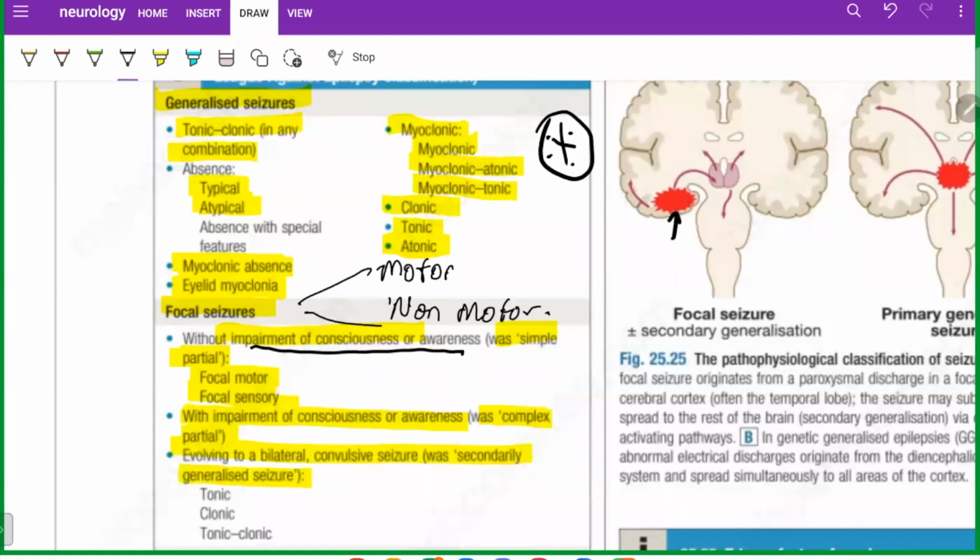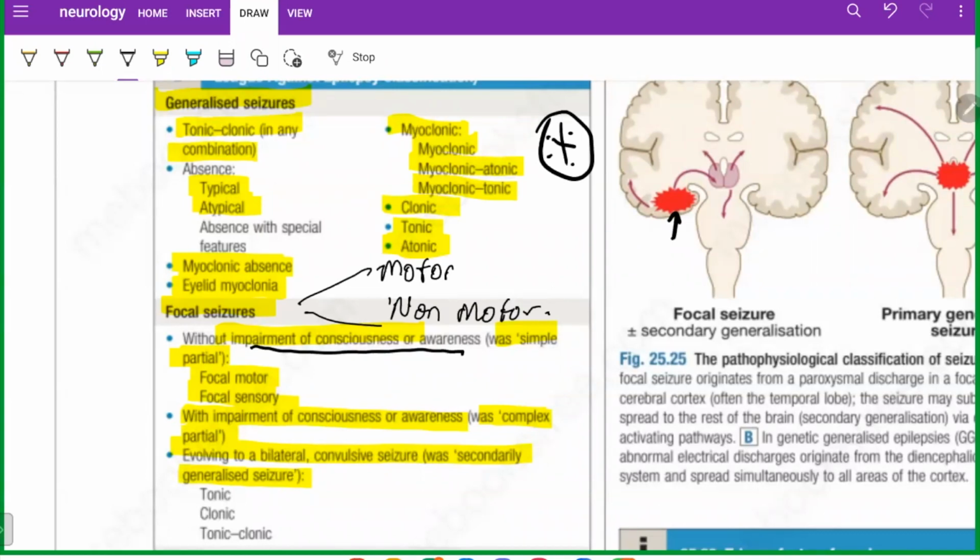ஓகேவா? ஸோ இட் கேன் பி எய்தர் மோட்டரி or sensory or autonomic or psychic symptom without obvious alteration in the consciousness. இதை ஏன் நான் இம்பார்ட்டண்டா சொல்றேன்னா, இதுல ஒரு கொஸ்டின் உங்களுக்கு கேட்டிருக்காங்க, ஒரு 5 mark question. That is your Jacksonian epilepsy. What is Jacksonian epilepsy? I'll tell you. So the spread of seizure activity is going to be progressively over the larger region of your motor cortex.